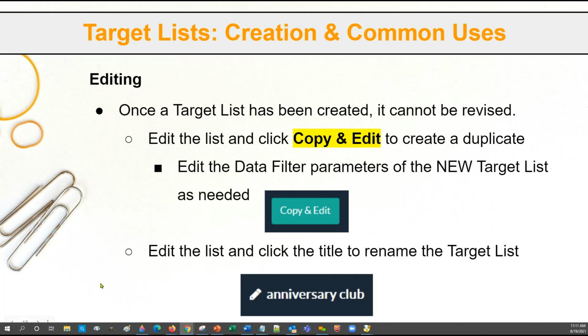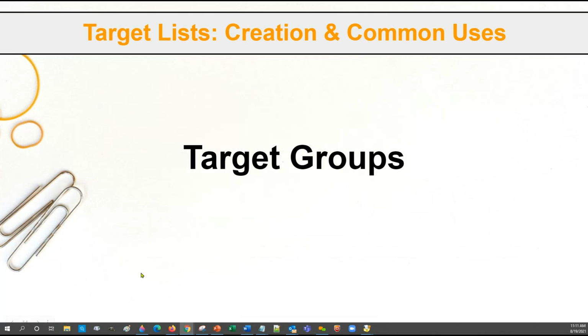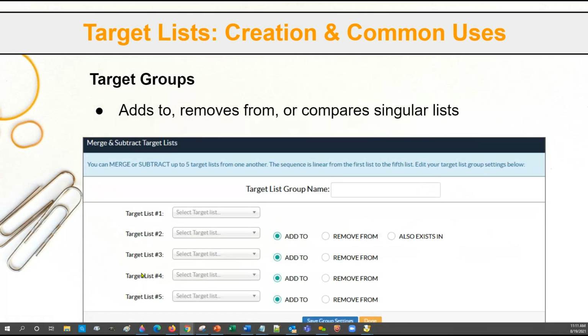One last stop before we dive into some practical setup examples is creating a target group. As mentioned previously, target groups allow you to merge and subtract multiple lists from one another. In fact, you can merge or subtract up to 5 target lists, allowing you to create a very dynamic messaging experience. Another nice thing about target groups is they can be modified at any time.